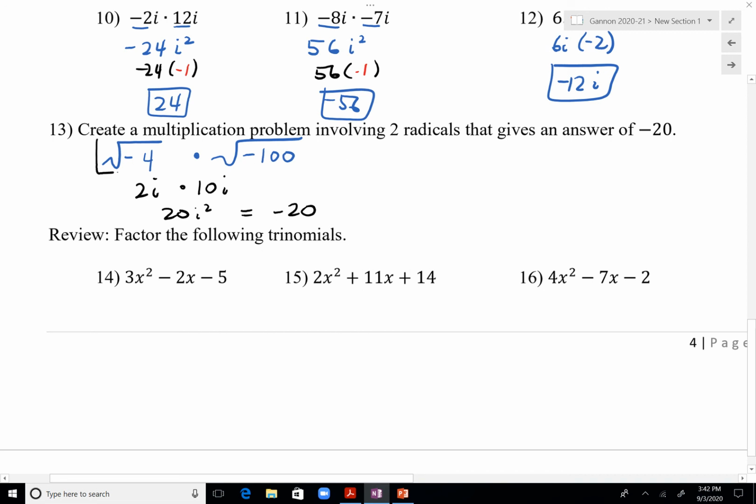So this would work. There are definitely some other possibilities that you can have there, but that is one of them. The key being that if you're going to multiply 2 radicals together and you want to get a negative, there needs to be a negative under both. So you're taking out 2 i's to multiply, and that i squared is your negative 1.